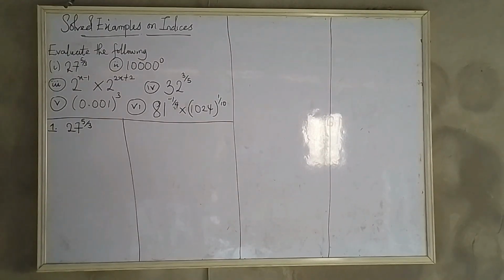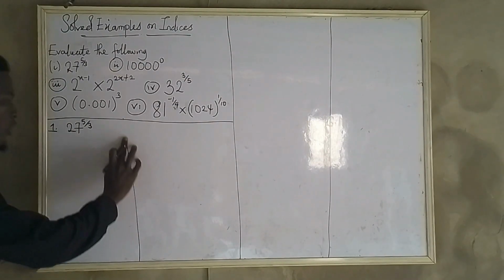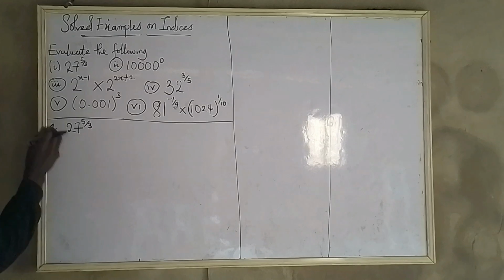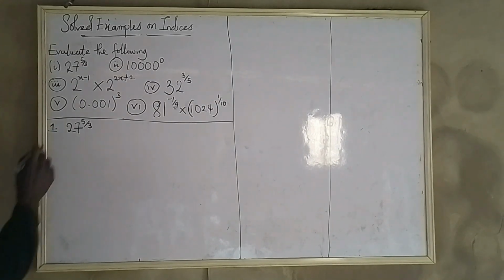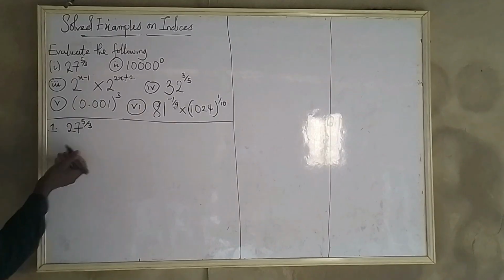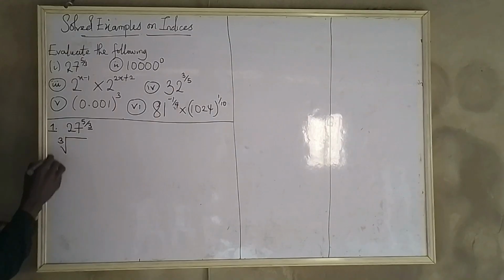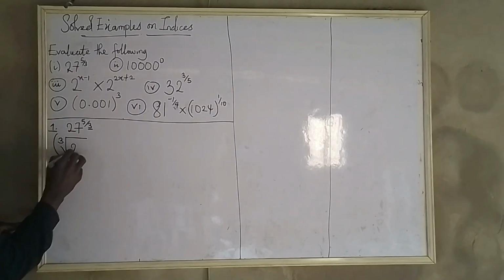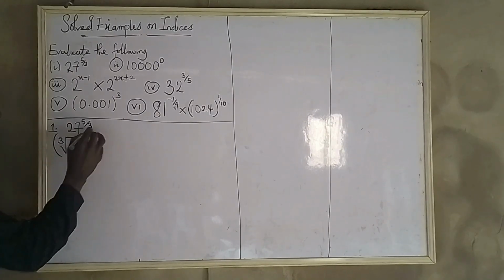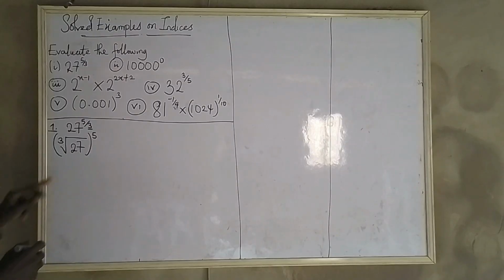Which law is this? That's the first thing that you have to think of. Where does this law fall into? This falls under the fractional index law. So what will I do in this case? I'm going to have a cube root, and then 3 will come down like this. Are you seeing that now? And then 27 like this. Then 5 will be the power.